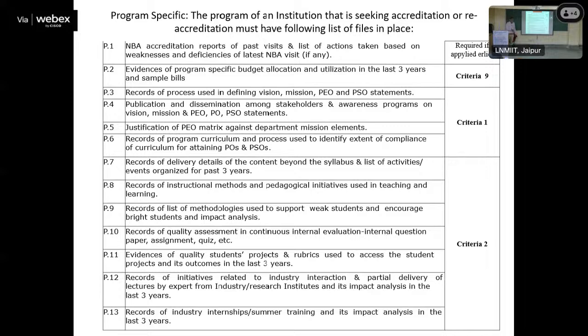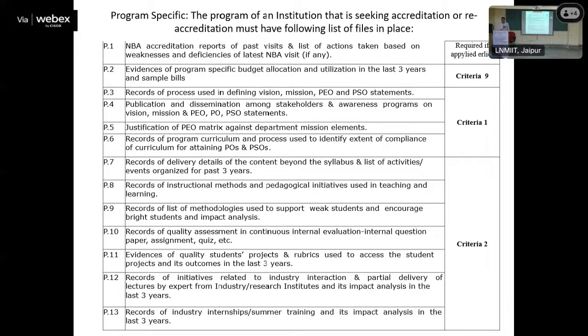But the rule for 6-year is tougher. They expect, I think, 6 criteria should be Y, greater than 75% in each criteria, and there should be no deficiency at all. So this is the expectation. Everything is there on the NBA website.